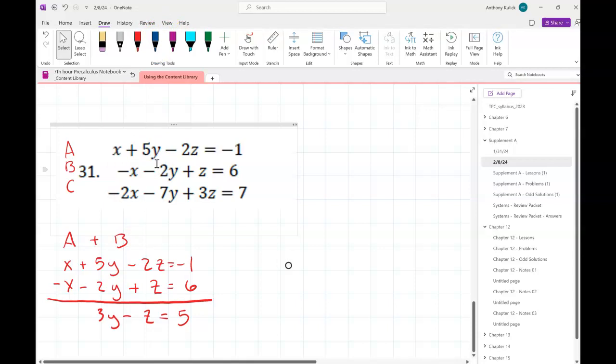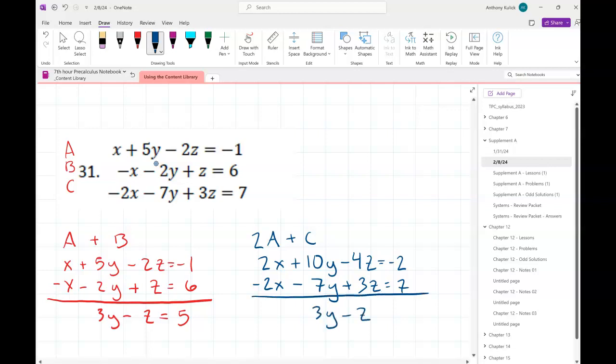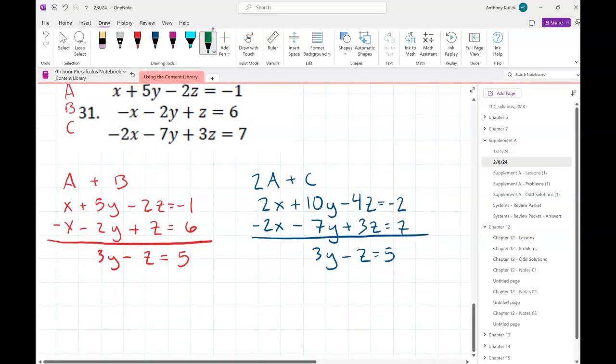And then I'll do, say, 2 times equation A plus equation C. So I'll have 2x plus 10y minus 4z equals negative 2. Negative 2x minus 7y plus 3z equals 7. That gives 3y minus z equals 5. Refer to these as equation D and E.